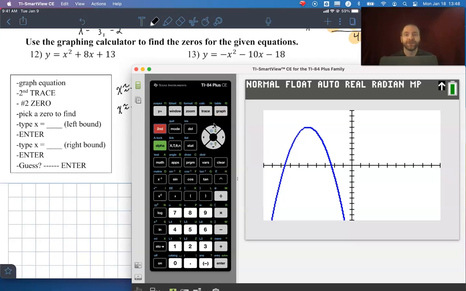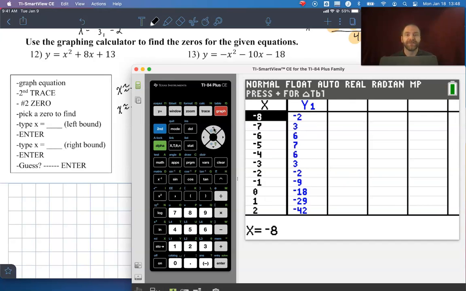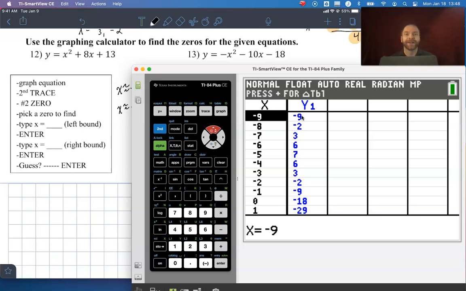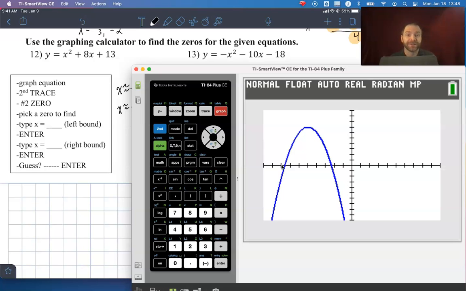And I can even look at my table. Let's see, -7 and -8. So look at that. I have a negative for the y value, but at -7, it's a +3, which means it had to have crossed that x-axis. So it is between -7 and -8. Let's see, at -4, I have a 6, I have a 3, then a -2. So right here, between -3 and -2, it had to have gone below the x-axis. So yeah, I can see it in the table, and the table can even give me left bound, right bound, or I can look at the graph and just see it's between -8 and -7.